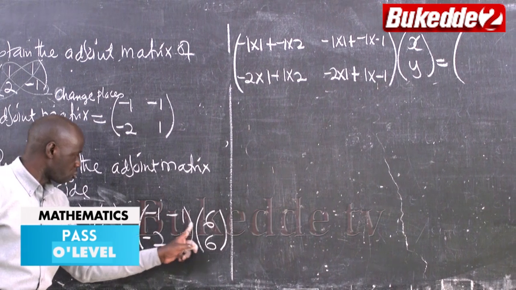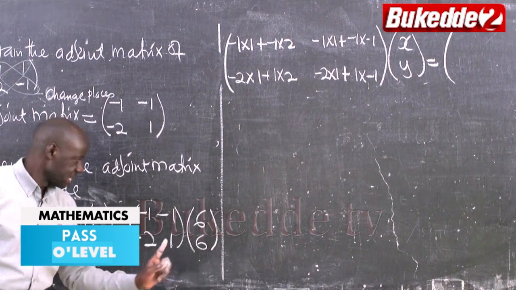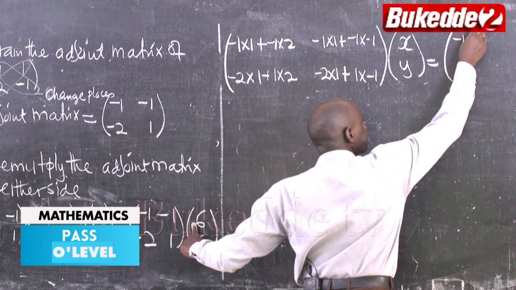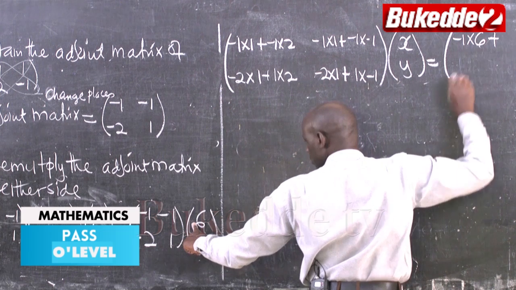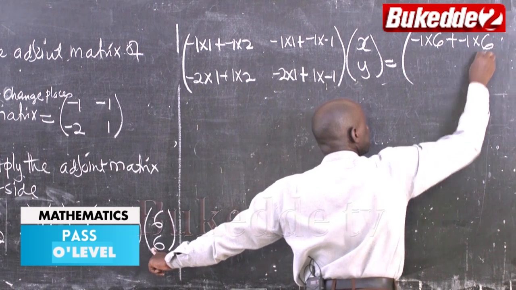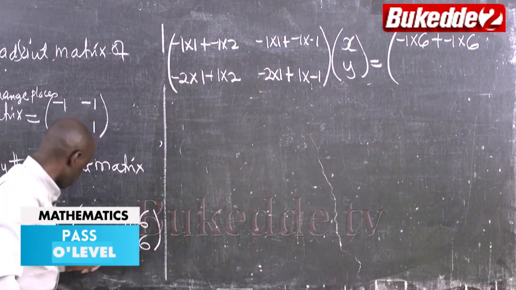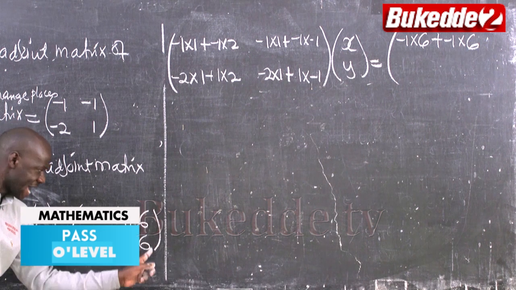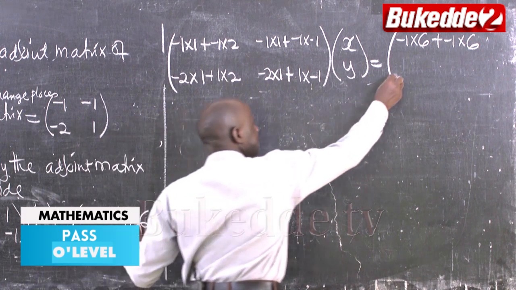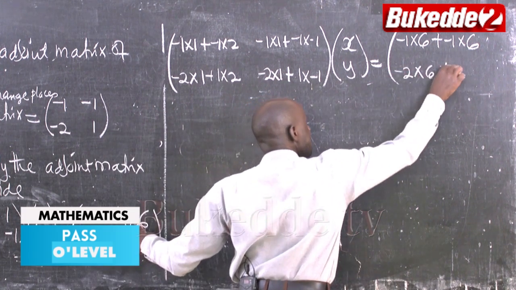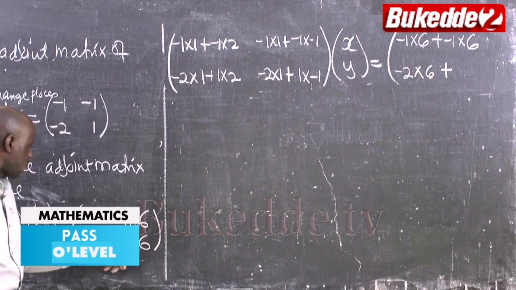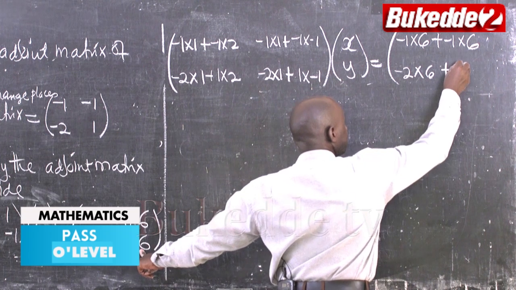We are multiplying a row with a column, where we're having negative 1 times positive 6, added to negative 1 times a positive 6. Whereas here we are going to have this row multiplying that column, where we're having negative 2 multiplying a positive 6. And then we are going to add that to positive 1 multiplying a positive 6.